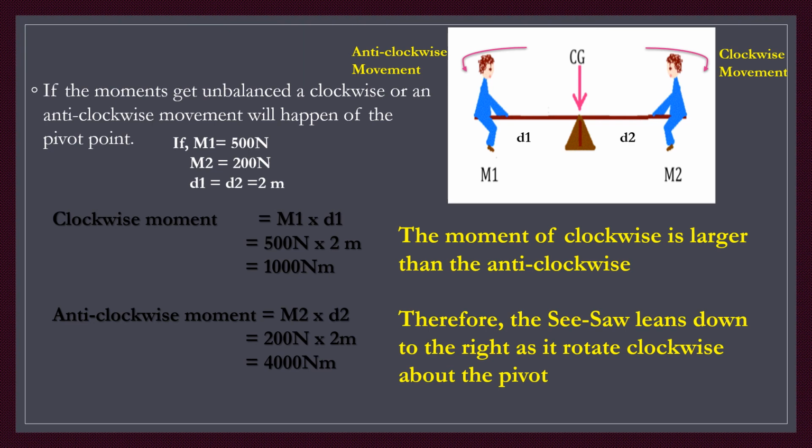So we will eliminate the weight of the plank, right? Here, first of all, we have to find the clockwise moment, which is m1 multiplied by d1. We get the answer as 1000 newton meters. The anticlockwise moment, m2 multiplied by d2, we get the answer as 400 newton meters. Therefore, the clockwise moment is larger than the anticlockwise moment. Hence the seesaw leans down to the right as it rotates clockwise about the pivot.